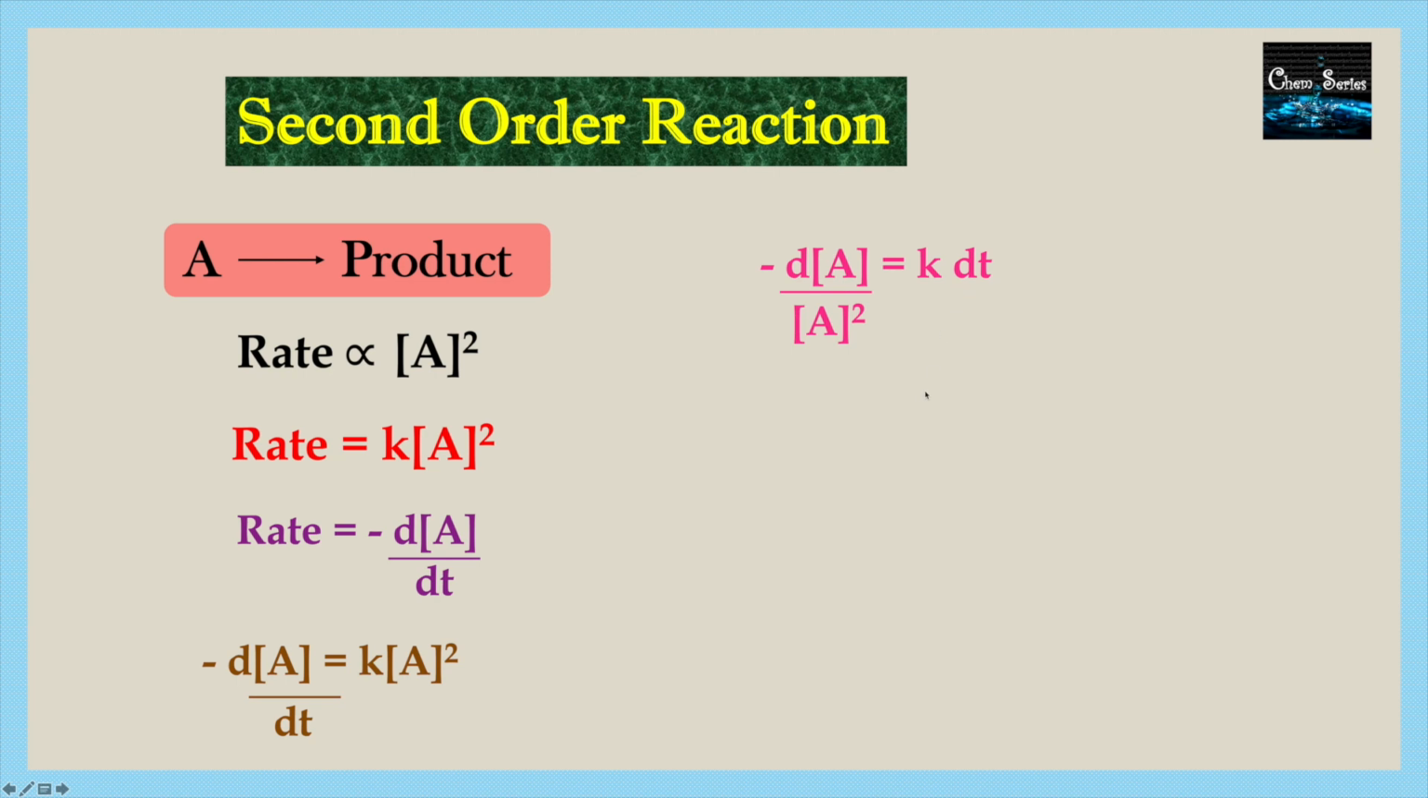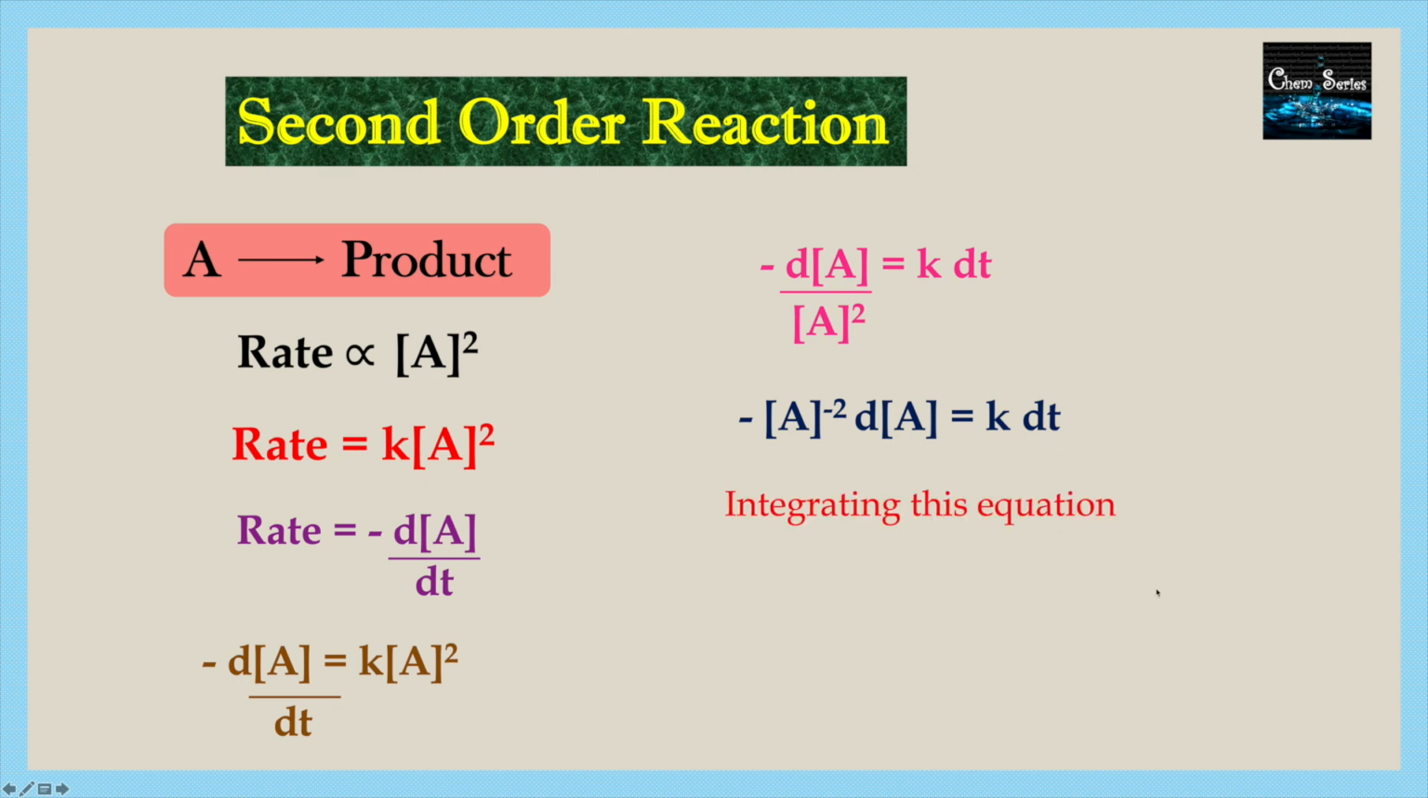Now you just take this A square to the numerator so that it will be easy for us to integrate. You know, right, in zero order reaction we integrated after this step, and even in first order reaction we have integrated. So in second order reaction also we have to integrate to obtain our final derivation. So what we are doing is bringing this A square to the numerator so that it will be easy for integrating. Minus A power minus 2 dA is equal to K dt.